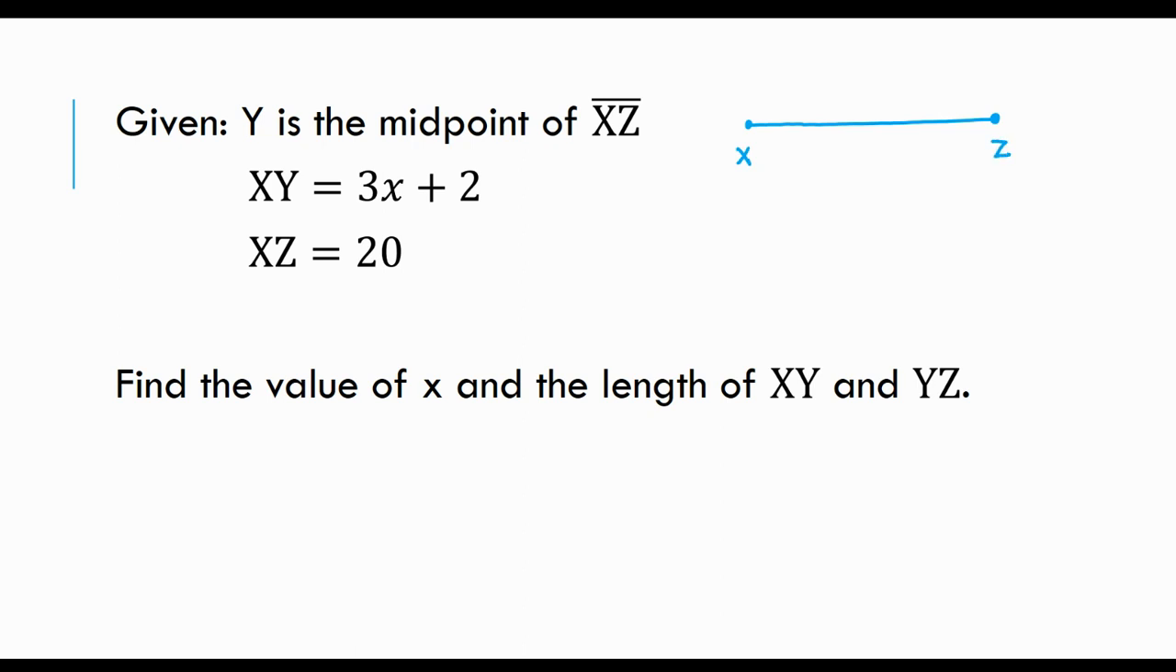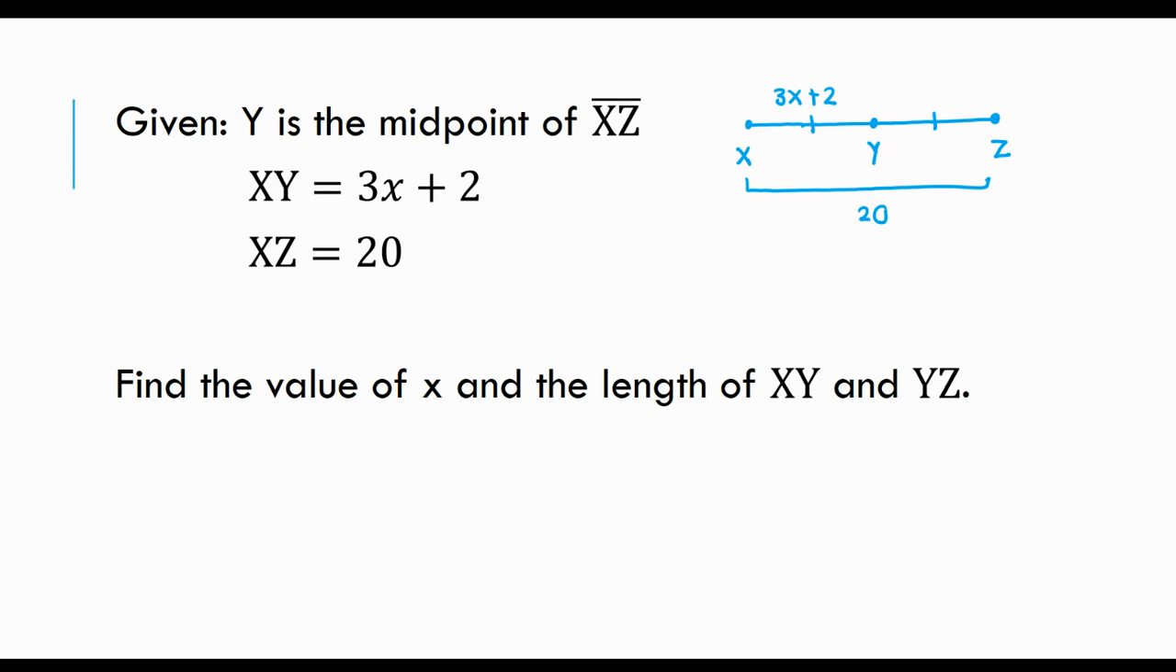And if Y is the midpoint, well, we learned that the midpoint is going to bisect the segment. So that means that we have two smaller congruent segments. So I get to mark them the same. I put one tick mark on each of those. We're also told that segment XY is represented as 3x plus 2. So I'm going to mark that in my picture. I'm told that the segment XZ, which is that whole entire segment, has a length of 20. We're trying to find the value of x and then the length of those two smaller segments.